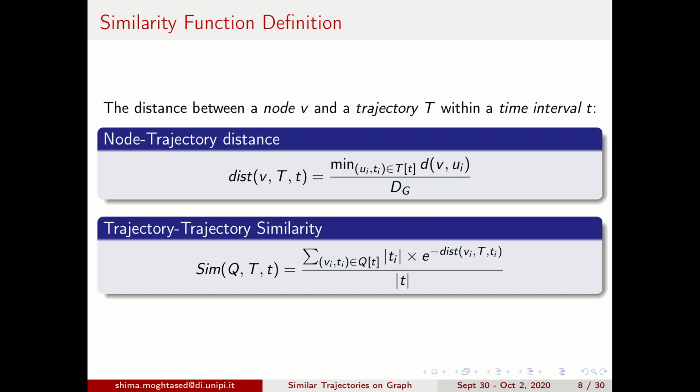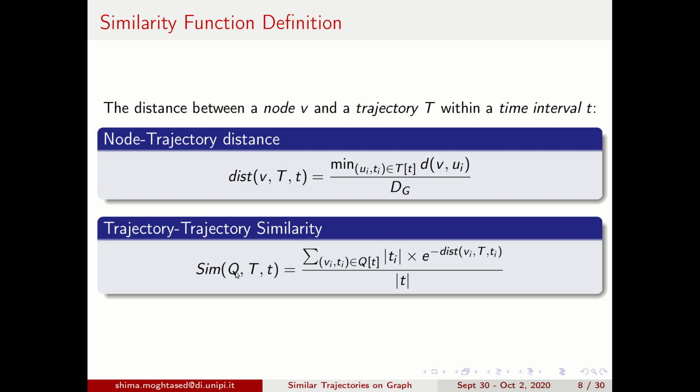This is a formal definition of our similarity function. Intuitively, for a given query trajectory Q and target trajectory T in a given time interval, this function, using an exponential function, assigns a larger contribution to those parts of the target trajectory which are close to the query and less contribution to the farther parts of the trajectory with respect to the query.